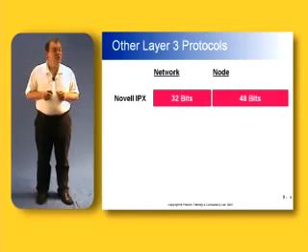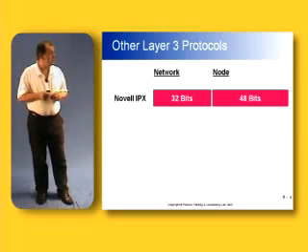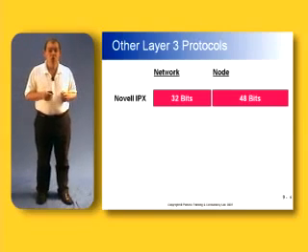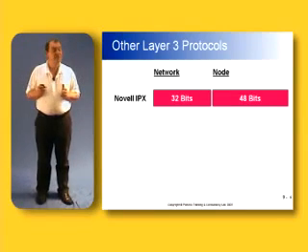We've got Novell IPX, that's Novell's network layer protocol. That's 32 bits of network addressing and 48 bits of host addressing. Always fixed length, 32 bits network, 48 bits host. What about another one?